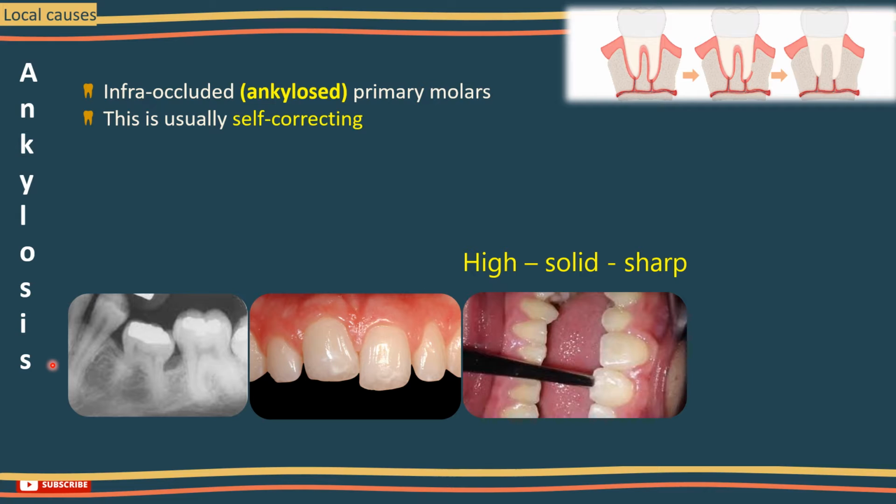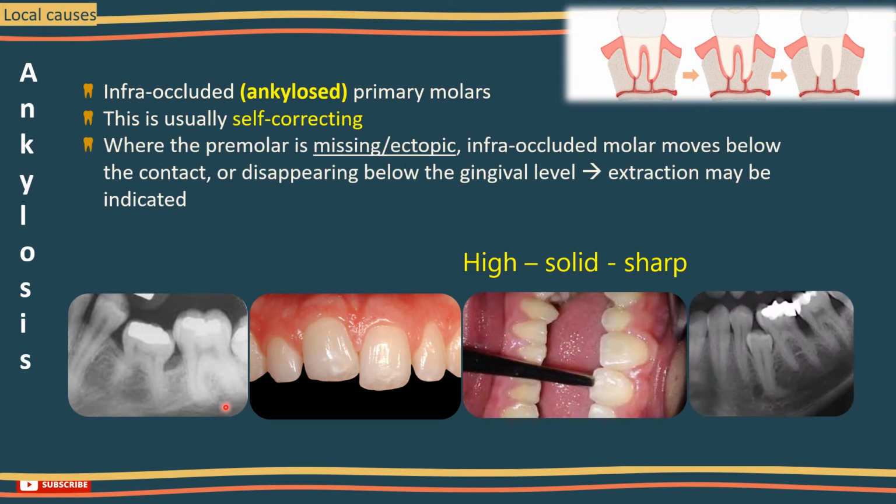This is usually self-correcting if the permanent successor is present and not ectopic, and the affected tooth will exfoliate at the normal time. However, where the premolar is missing or ectopic, where the infraoccluded molar moves below the contact of the adjacent teeth or appears in danger of disappearing below their gingival level, extraction may be indicated.